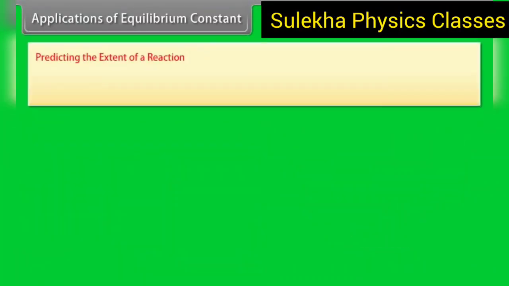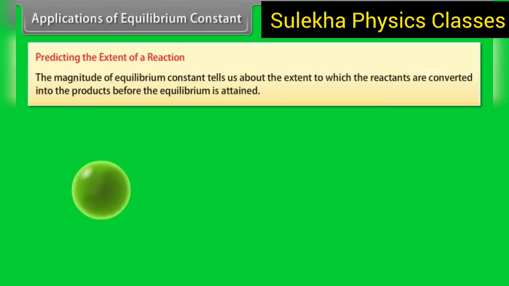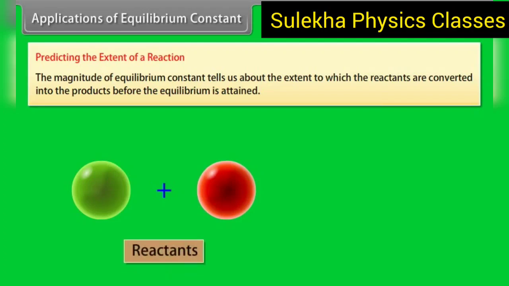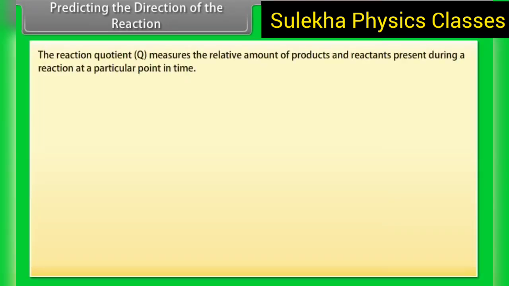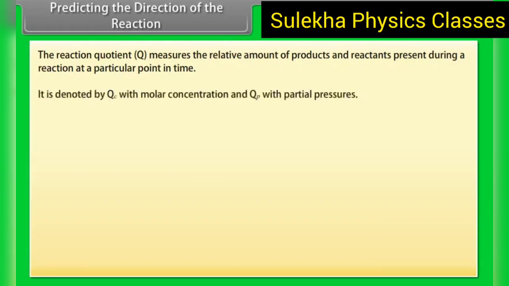Predicting the extent of a reaction. The magnitude of equilibrium constant tells us about the extent to which the reactants are converted into the products before the equilibrium is attained. Predicting the direction of the reaction. The reaction quotient Q measures the relative amount of products and reactants present during a reaction at a particular point in time. It is denoted by Qc with molar concentration and Qp with partial pressures.